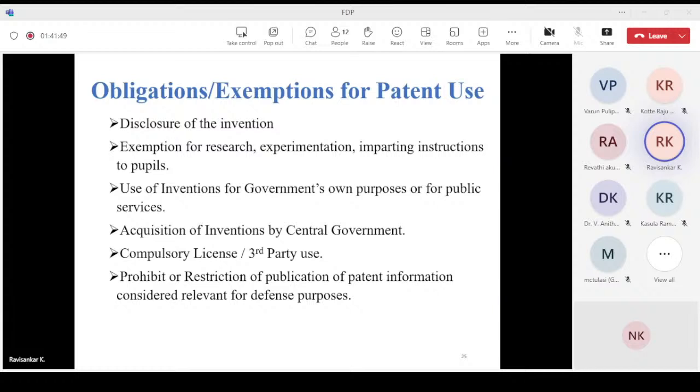Then there is a provision for compulsory license or third party use, where if the invention is not sufficiently provided by the innovator, the government will give a license to third parties to prepare that medicine and supply it to the public. And there is prohibition or restriction of publication of patent information considered relevant for defense purposes. So if we want to file a patent application relating to anything related to defense, the central government will not allow those publications to be granted as patents.